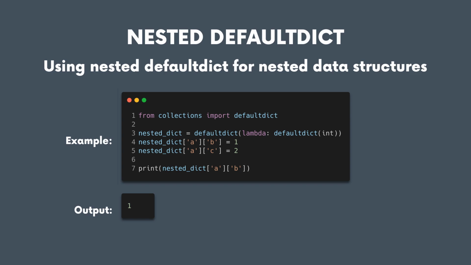That ends our discussion on defaultdict in Python. We've learned how defaultdict provides a default value for non-existent keys, which can be useful in various scenarios.